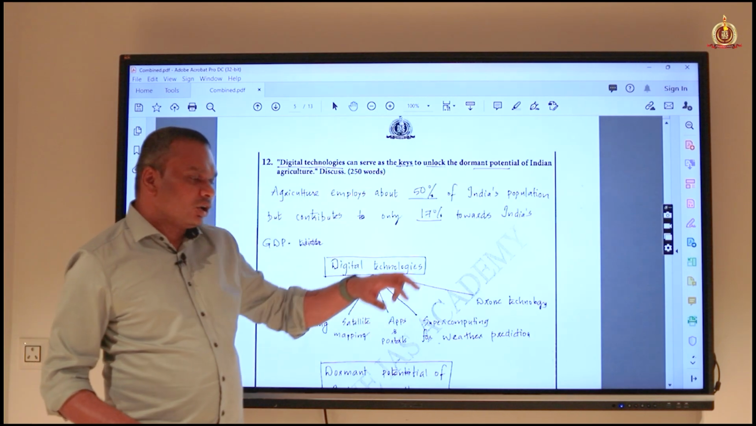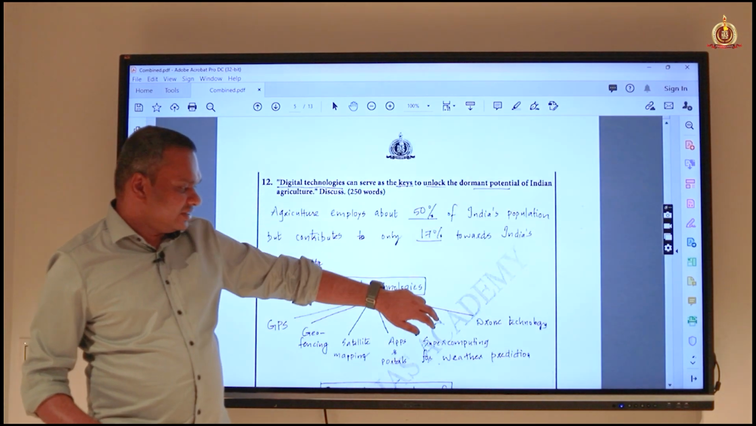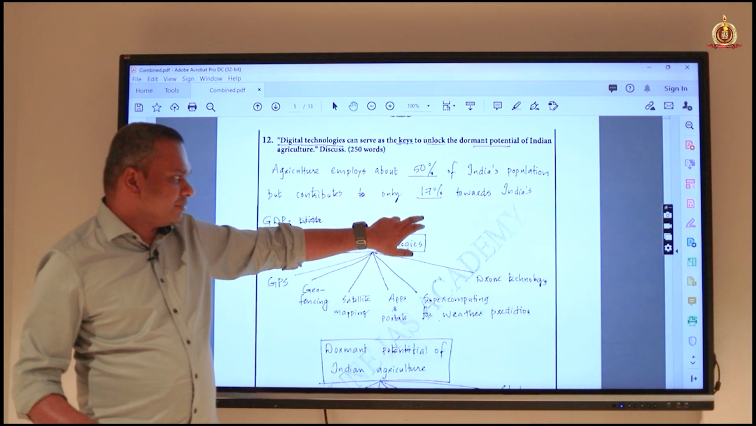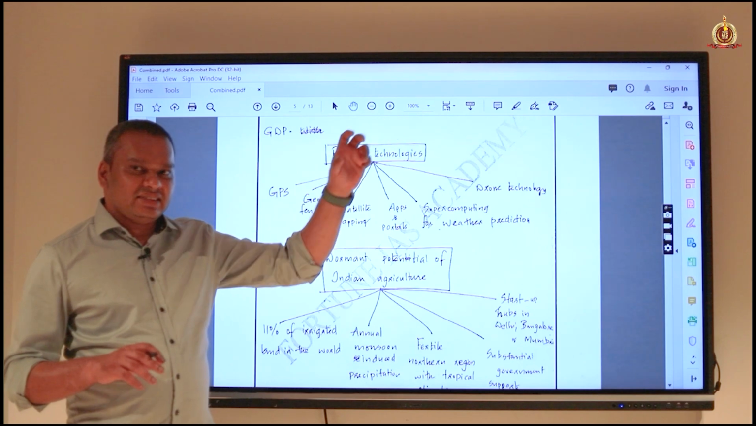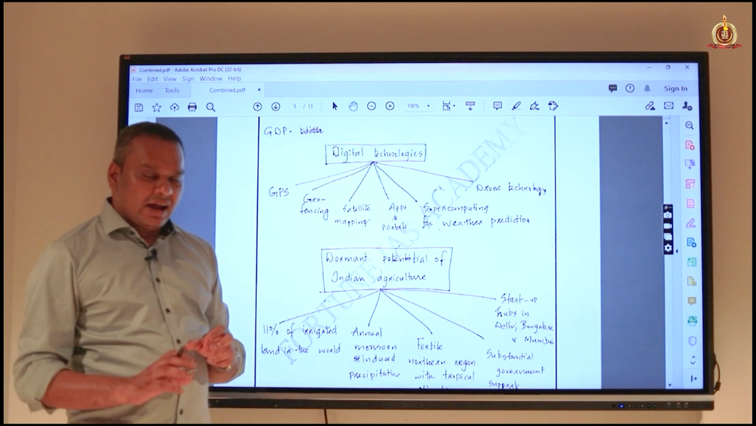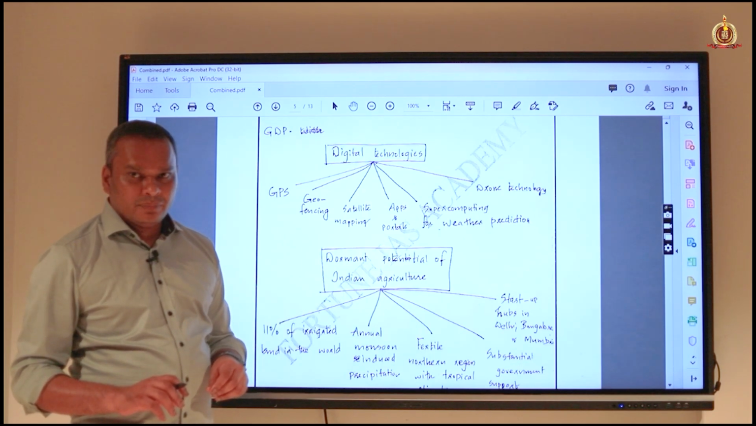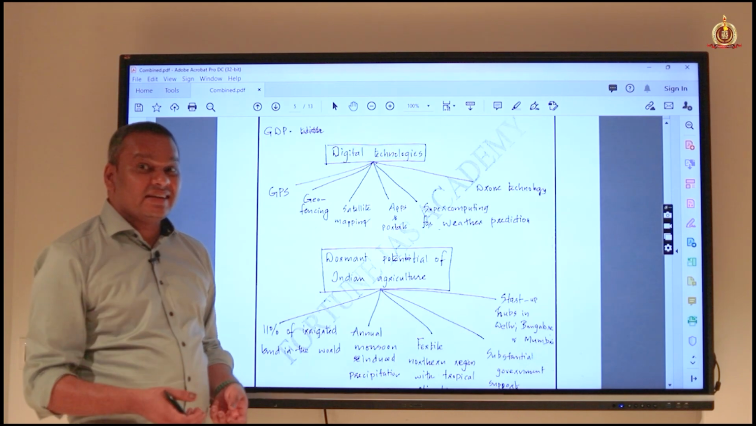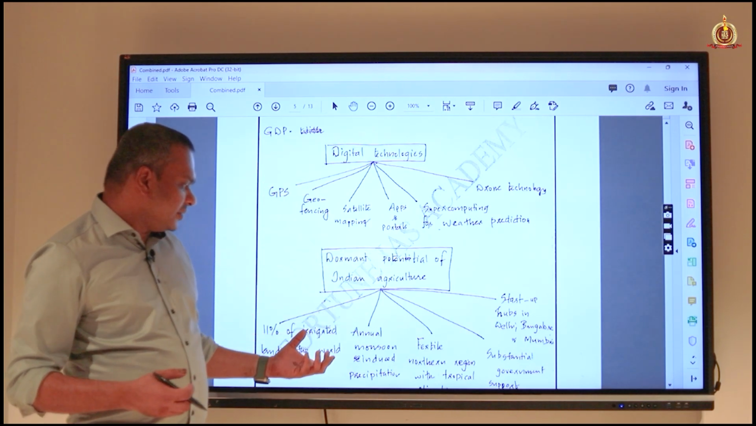So how can it unlock the dormant potential? Again, she has selected the heading from the question. This is something a lot of toppers do. If they're not exactly sure, they'll select the exact same words from the question and put it as a part of the answer. Then, for the examiner, it will seem like that person has addressed the question. So here she has written the dormant potential of Indian agriculture.